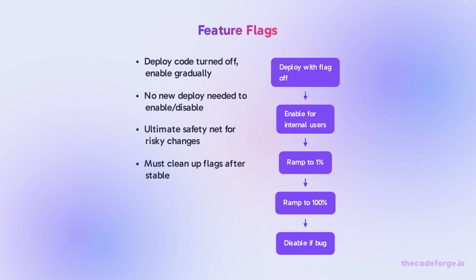Feature flags let you deploy code that is turned off, then enable it gradually without a new deploy. This is the ultimate safety net. You can deploy a new feature to production, test it internally, then enable it for 1% of users, then 100%. If something goes wrong, you disable the flag instantly.